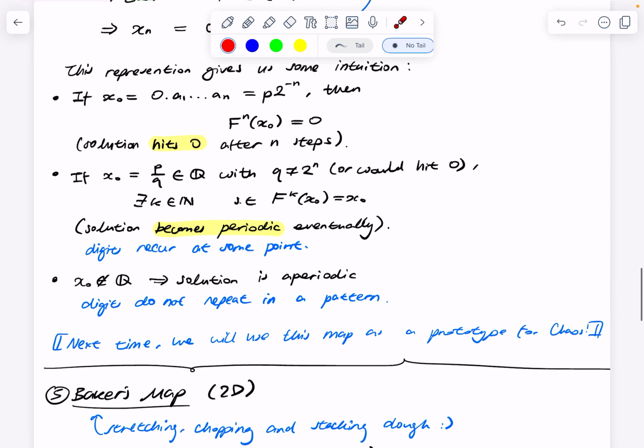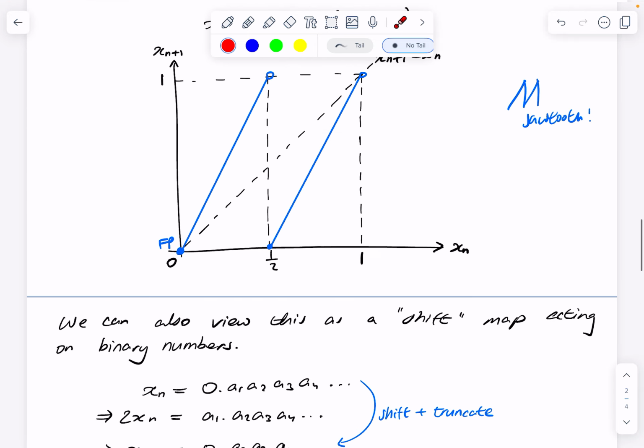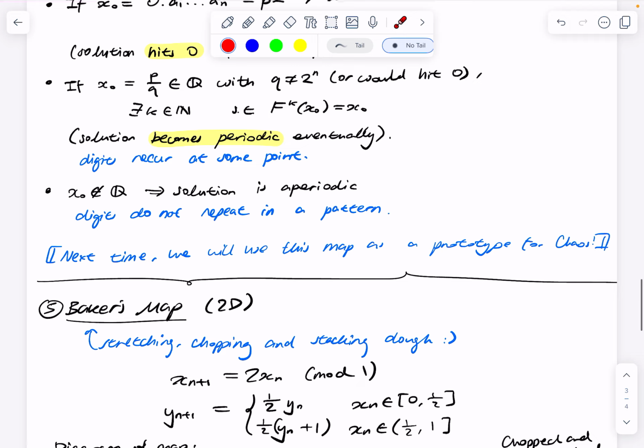In the next video, we're going to use this map as a prototype for chaos. Just something nice to note for next time.